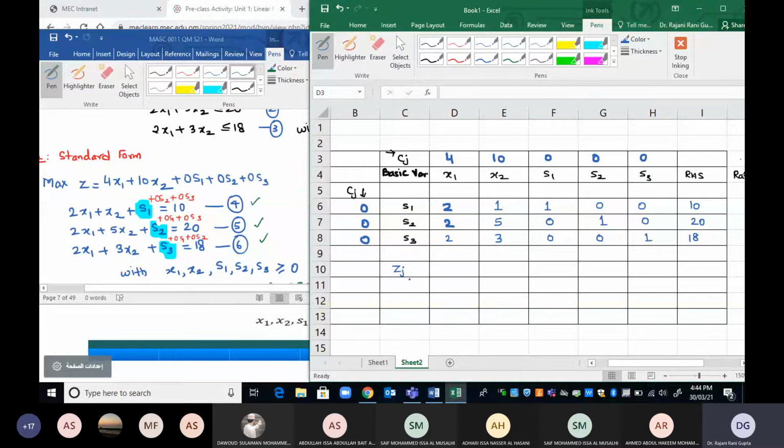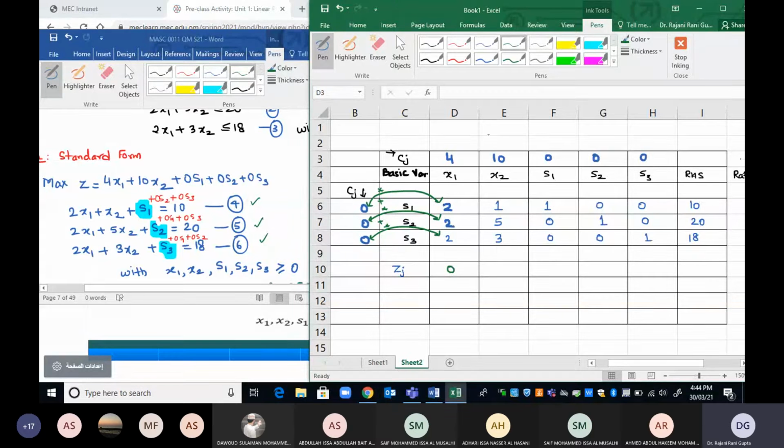So how do we calculate Zj? To calculate Zj, we have a procedure. We multiply this 0 with 2, this 0 with 2, and this 0 with 2 again. All these zeros are multiplied: 0 multiplied by 0, 0 by 0, 0 by 0, and we add these answers. So here you will get 0.